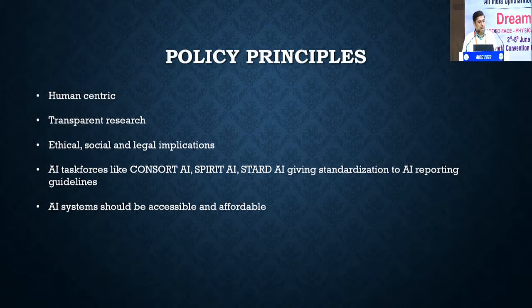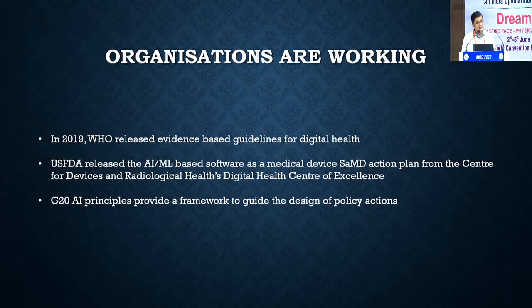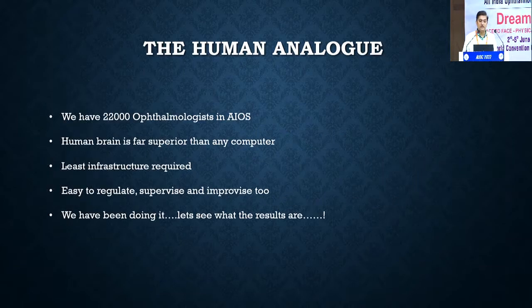So there have to be some policy principles. These researches need to be human-centric, very transparent, ethical, and there should be social regulation. There have been infancy-stage task forces being developed like CONSORT, SPIRIT, START. They are giving standardization to all the AI reporting guidelines. So we are coming up with these things. Organizations are working. WHO, as Dr. Malay said, US FDA is giving approval after some regulated authorities like Radiological Health, Digital Health Center for Excellence, and G20 AI principles are also coming up with the design of policy actions.